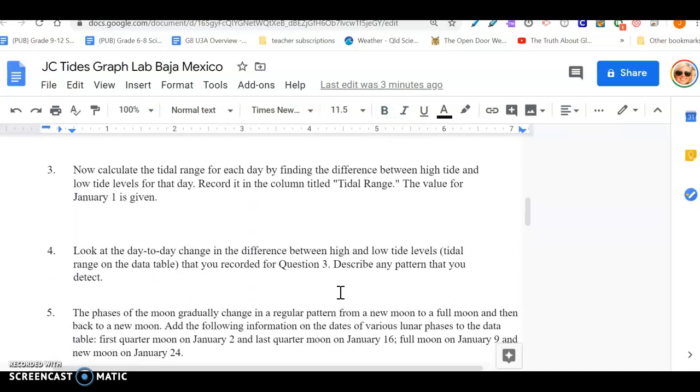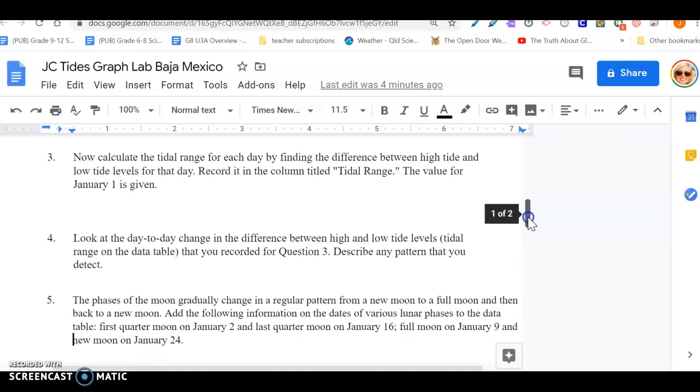It says, look at the day-to-day changes and the difference between high and low tide. Look at your tidal range on the data table. Describe any patterns that you detect. So look closely at the tidal range pattern and see if you notice the numbers going up, going down, or kind of remaining the same. Just look for some patterns.